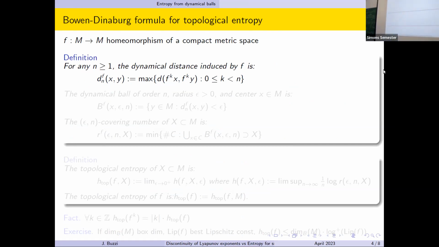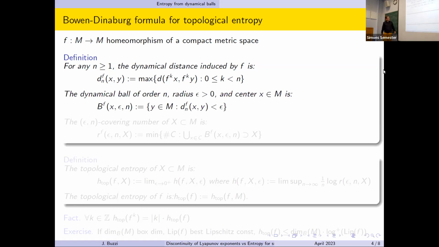Now we want to talk about entropy. One nice way to define entropy is to introduce these dynamical distances. Essentially these are distances between orbit segments. So d_n of x and y, you just look at the maximum of the distance between the first n iterates of x and y. These were introduced by Bowen and Dinaburg.